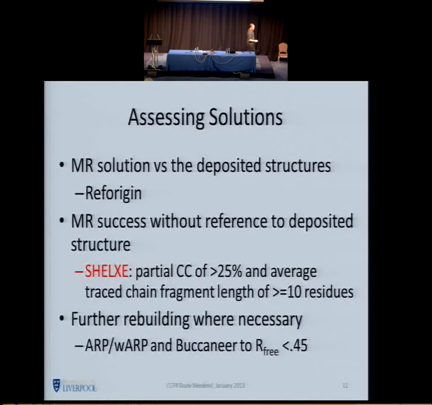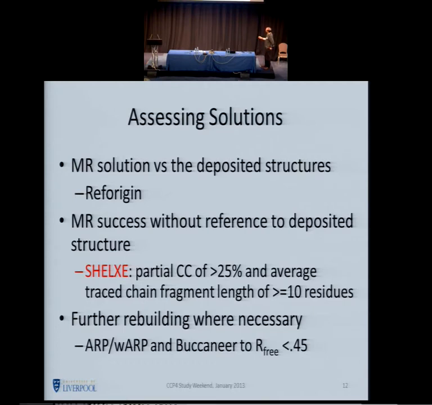Then just a word about assessing the solutions. Obviously, because we're working with known structures, we can see how well the molecular replacement has worked in terms of placing the search model. But we wanted right from the outset to use a more stringent criterion of only considering a success where it could be automatically traced, because like you've heard already many times, you can place the model correctly, but the phase bias and the quality of the data don't allow you to proceed easily to automated refinement.